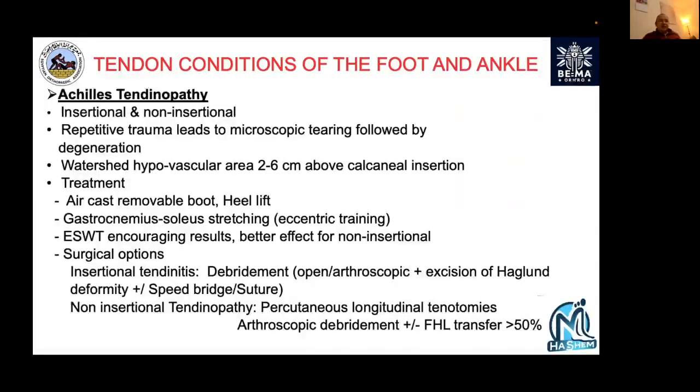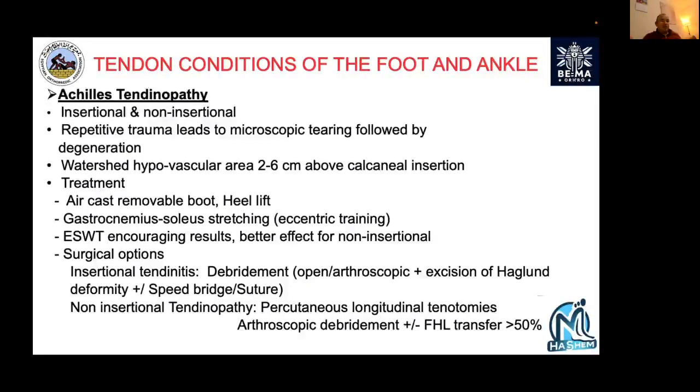Achilles tendinopathy is either insertional, at the site of insertion of the Achilles in the calcaneum, or non-insertional. And the pathological mechanism behind that: if the tendon has a lot of action, the tendon will have micro trauma, and with the repetitive trauma will have micro tears, and micro tears will end in degeneration. So overaction, repetitive trauma, micro tears, and then degeneration. Commonly this happens 2 to 6 centimeters above the calcaneal insertion where the turn happens, which is the watershed hypovascular area.